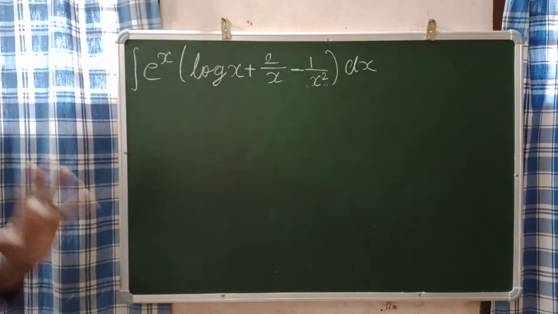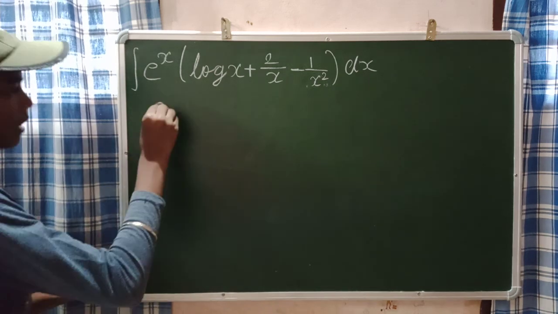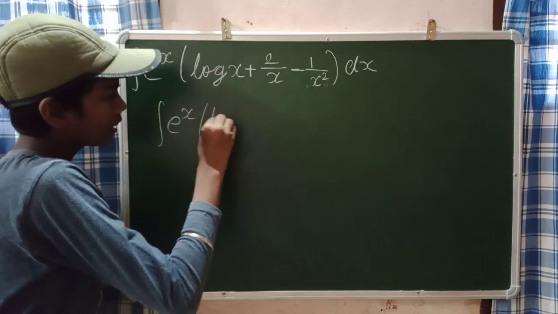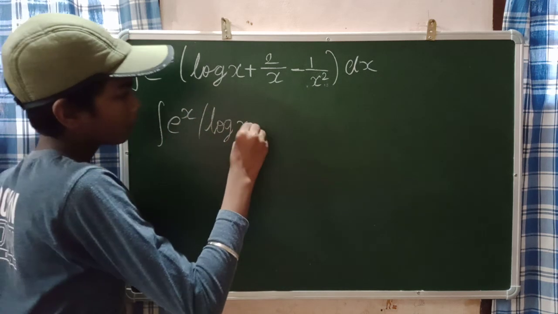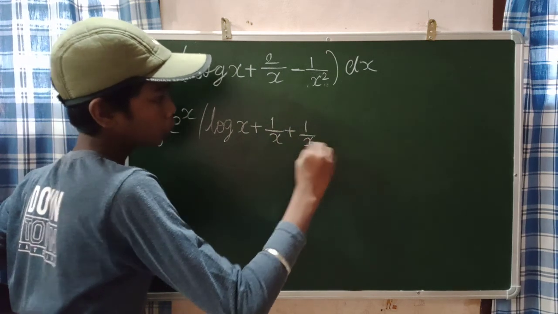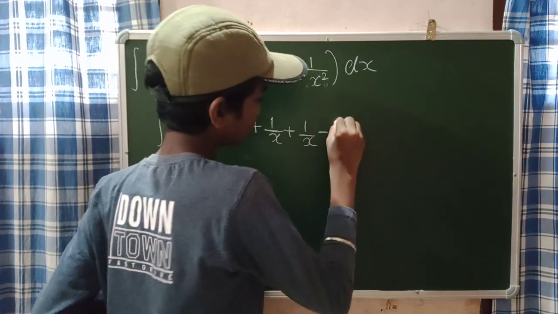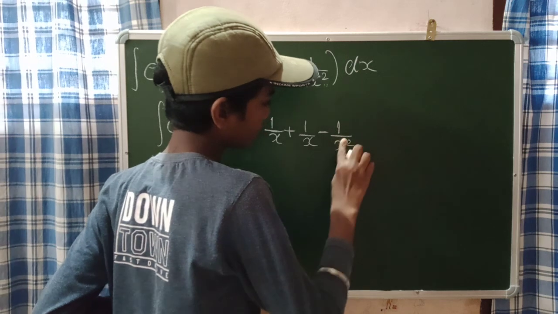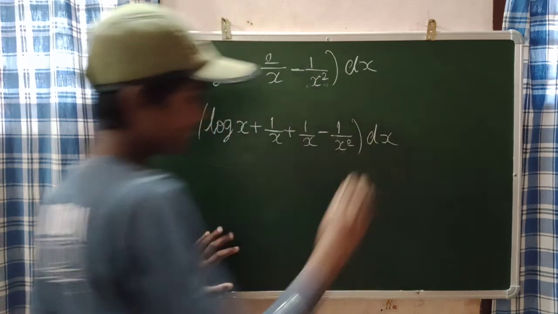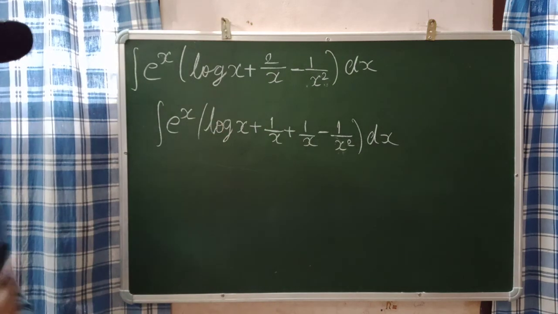What I'm going to do is split this 2 by x as 1 by x plus 1 by x. When I split like that, you will get log x plus 1 by x plus 1 by x minus 1 by x square dx. You will know in a few minutes the reason behind splitting like this. Just I'm splitting 2 by x as 1 by x plus 1 by x.